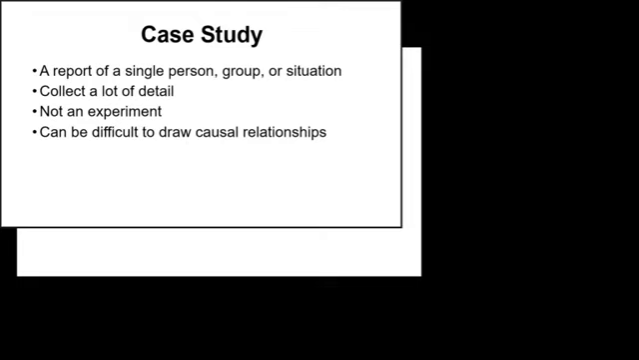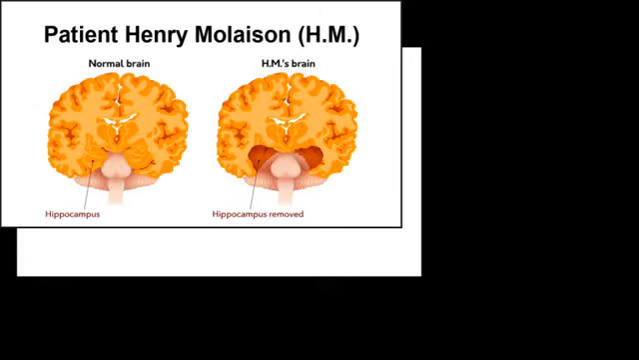So in psychology, a lot of the case studies that we see are individuals that have had some kind of brain damage. So on the next slide, we have one of the most famous psychology case study patients, and this is Henry Molaison, or HM. And so he had very, very bad epileptic seizures, and in order to try and stop those seizures, they had part of his brain surgically removed.